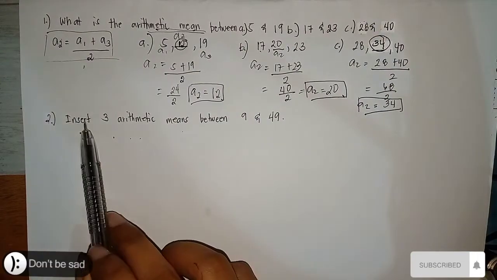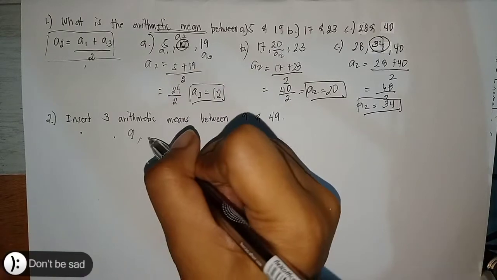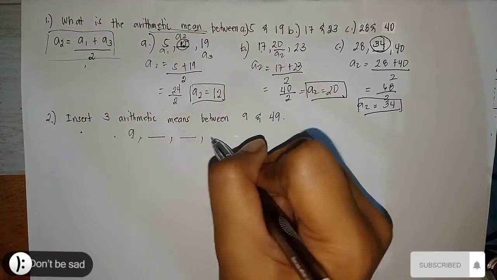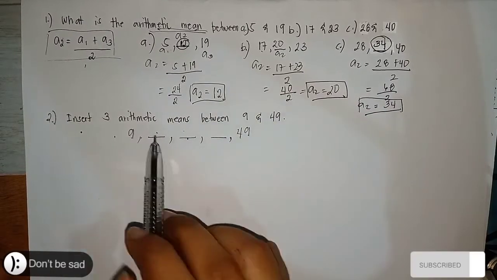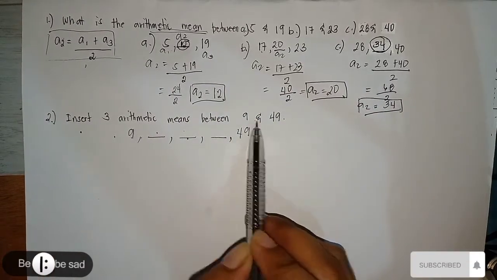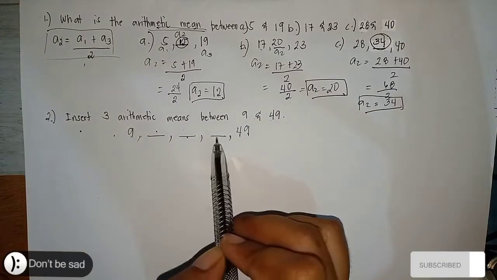Okay? So, sabi nga dito, insert 3. So, ang gagawin nyo dyan, ilagay nyo muna yan sa ganyan, sa blank. 1, 2, 3, kasi tatlo lang daw insert natin. Then, the last term is 49. First term is 9. Last term is 49. Okay? So, therefore, we have 1, 2, 3, 4, 5.